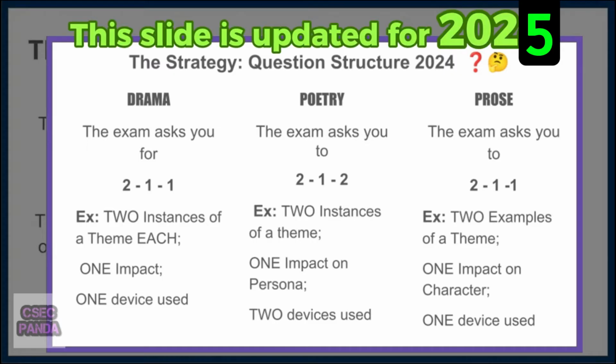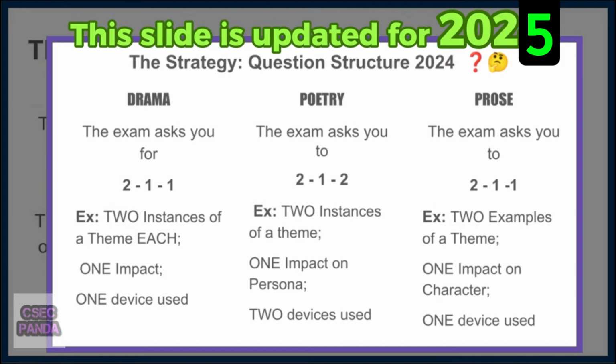So, dealing with the strategy of understanding the question structure, you know the exam comes in testing drama, poetry, and prose in 3 different sections. The first section, drama, is going to ask you what I call a 2-1-1 question, where they want to know 2 instances of the theme, 1 impact on the character, and 1 device used.